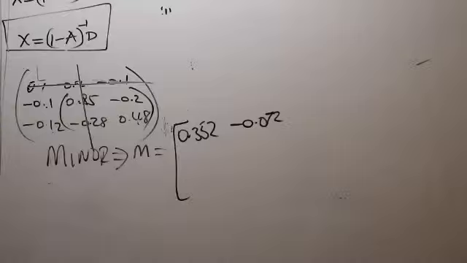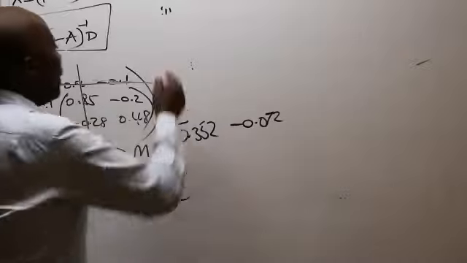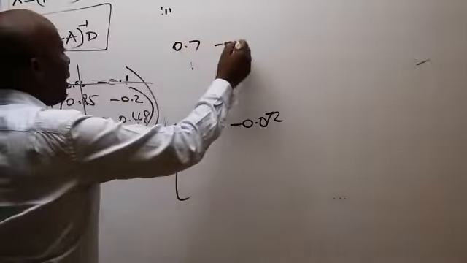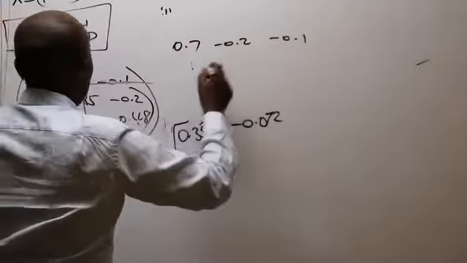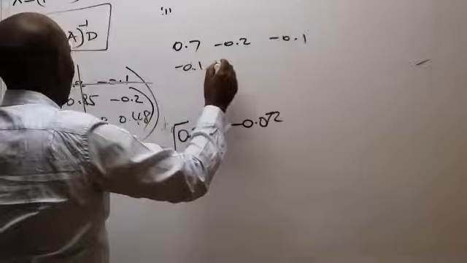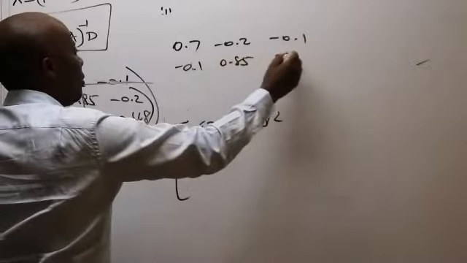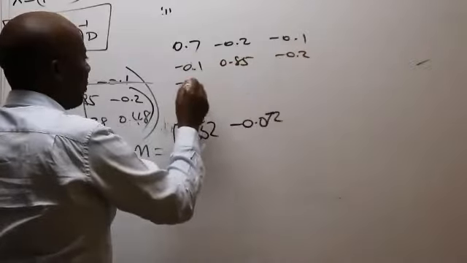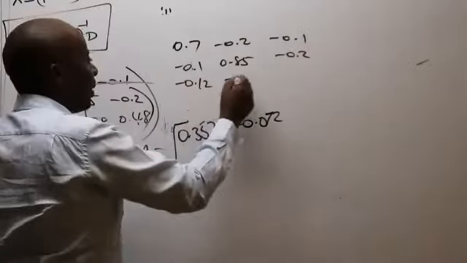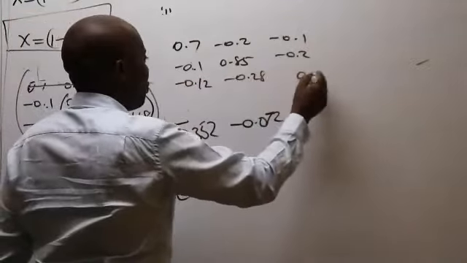Now, ladies and gentlemen, let me do only one. So we have here 0.7, minus 0.2, minus 0.1. We have minus 0.1, 0.85, minus 0.2. We have minus 0.12, minus 0.28, 0.48.